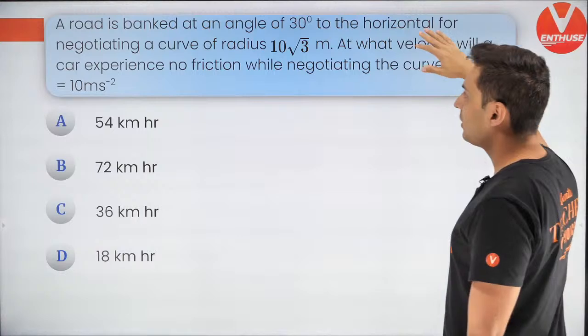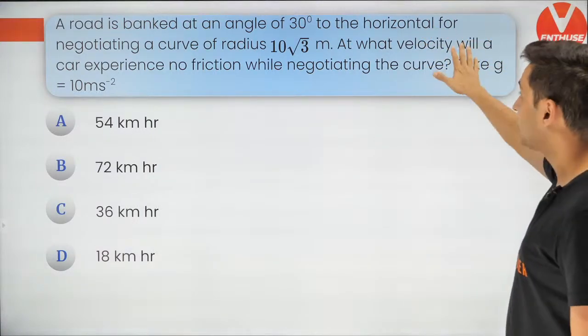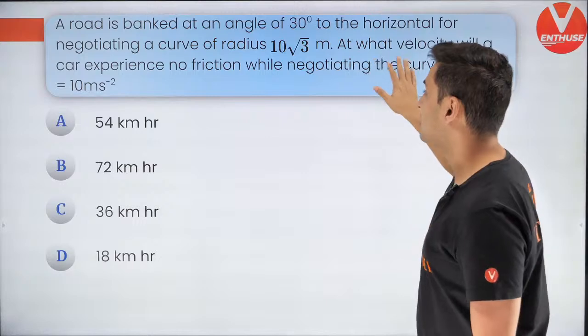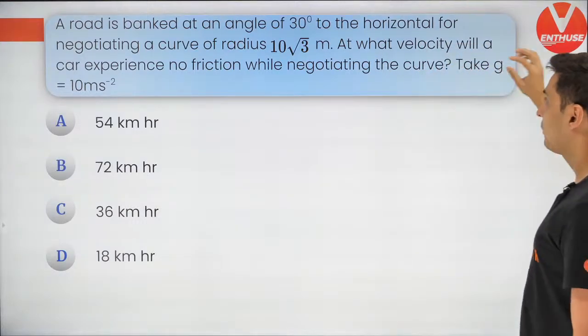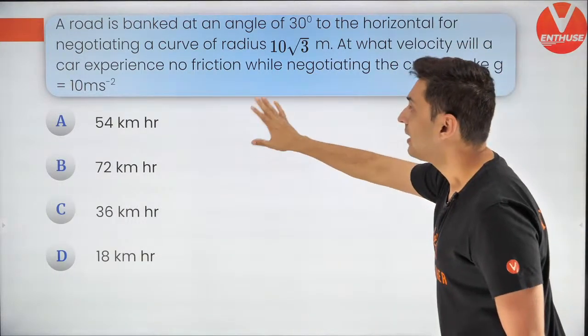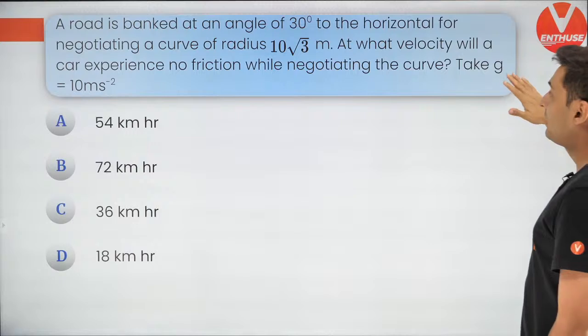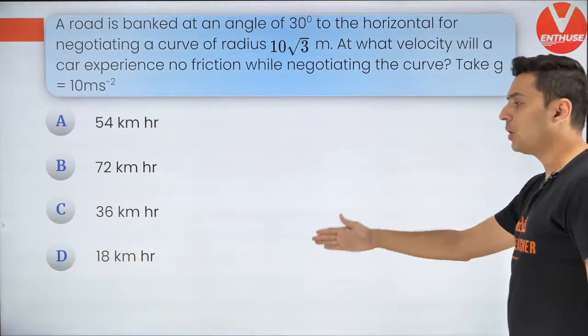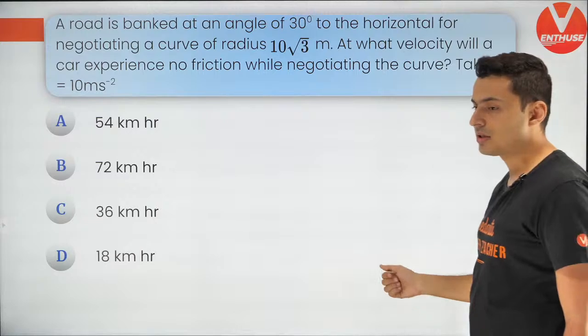Now this is a road which is banked at an angle of 30 degrees with the horizontal, and you're negotiating a curve and the radius is 10√3 meters. At what speed will the car experience no friction while negotiating that curve? Take the value of g as 10. And these are the options given in kilometers per hour.